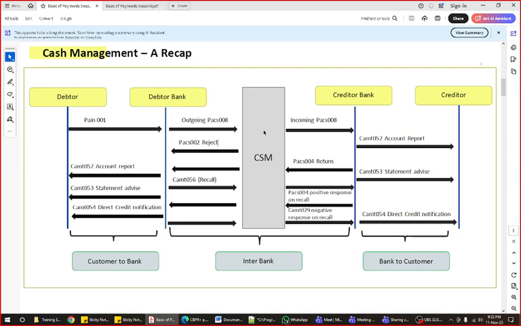But for the time being, you have to understand that PACS 002 not only rejects the message, it accepts as well. It contains both scenarios, rejection and acceptance. So this is like the acknowledgement of your payment, whether it is received by CSM or not. This is called acknowledgement, either positive or negative acknowledgement. Are you good till here?